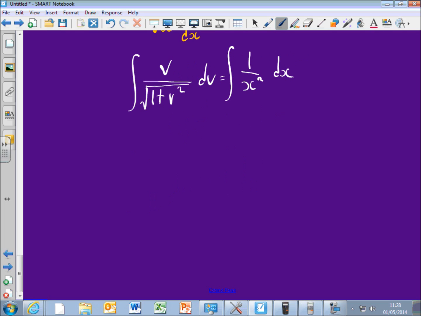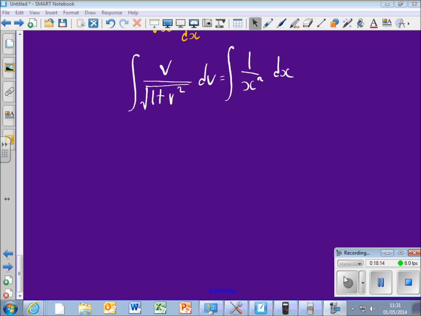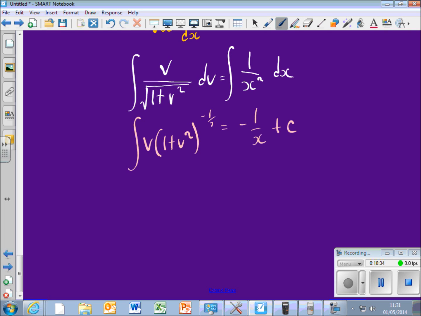Now the integration of the thing on the left. Here's what I think. The thing on the right, is that just 1 over x plus c? Thing on the left, I'm just going to rewrite it as v times 1 plus v squared to the minus a half. Now, I'm just doing this by inspection. If I were to integrate this, the power would go up by 1, which makes it a half, right?